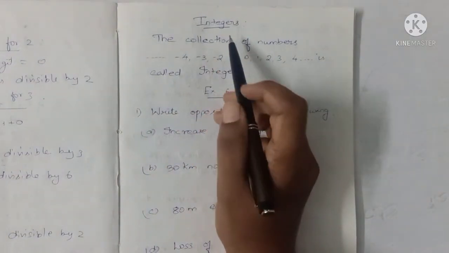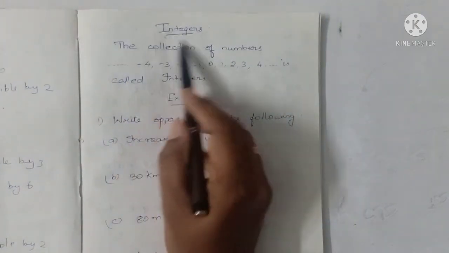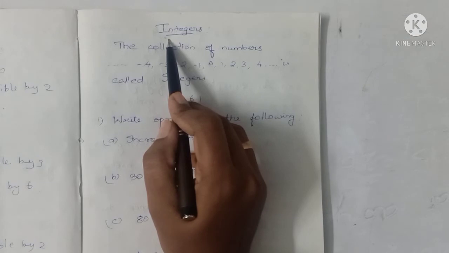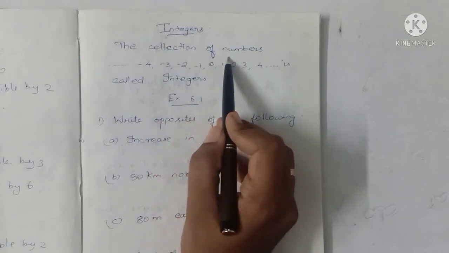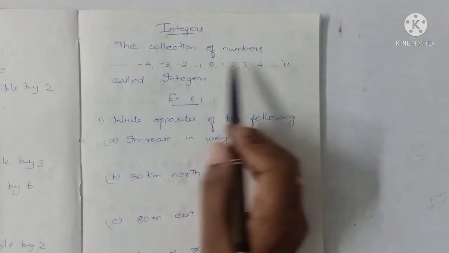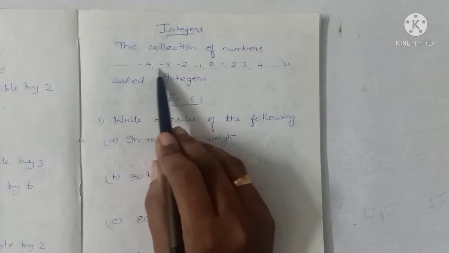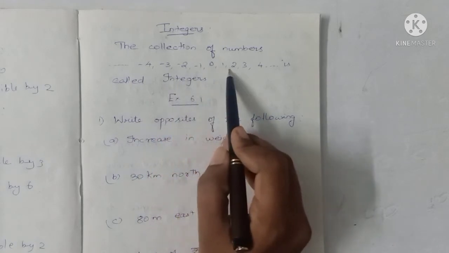So we are going to see integers, the chapter name integers. Okay, so what do I mean by first of all integers? Integers is nothing but a collection of numbers from minus infinity to positive infinity. That is all the negative integers, it includes 0 and then positive integers.